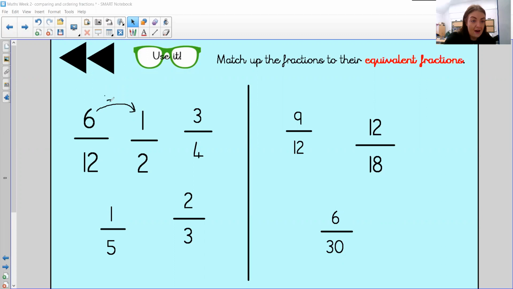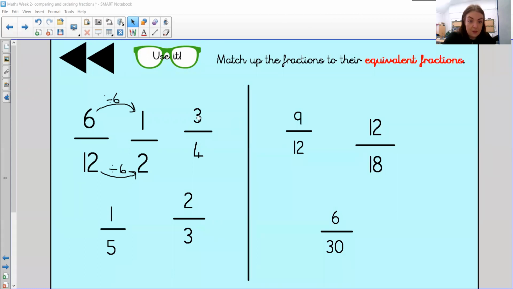So what's happened there? I've got 6 times less parts. So if that is correct, whatever happens to the top also happens to the bottom. So 12 divided by 6 is 2. So that one is equivalent to 1/2. Well done to you if you got that one right.